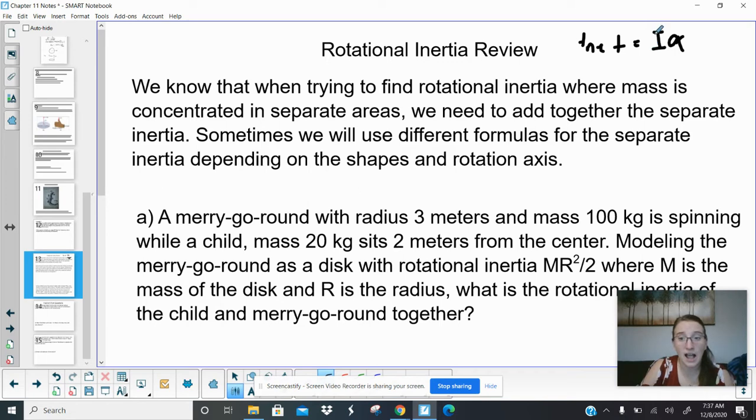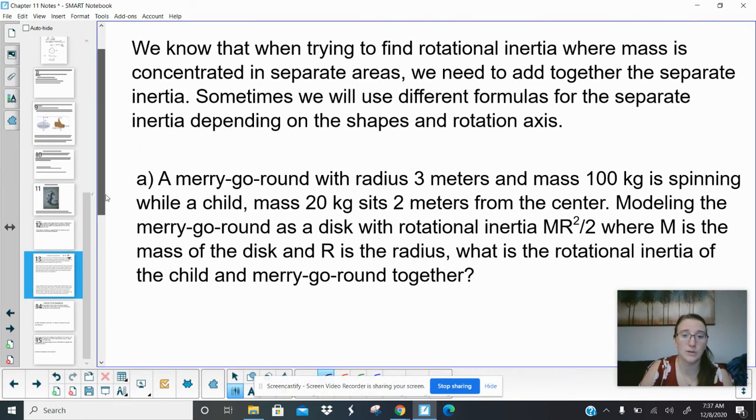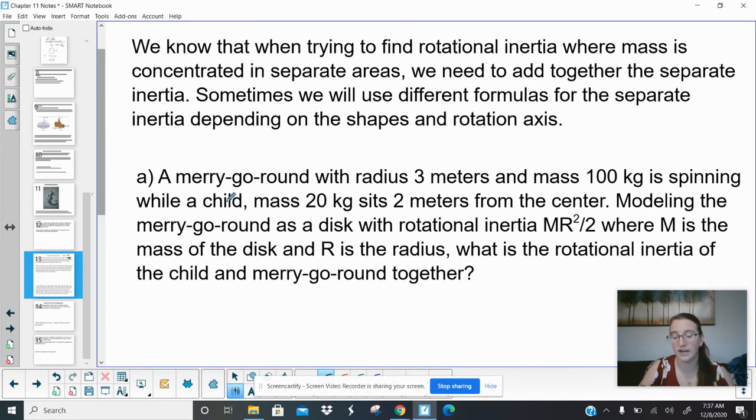To get this I, in this situation, for example, we have a merry-go-round with a kid sitting on it. That's different concentrations of masses. We have the mass of the merry-go-round itself and how that's distributed, and then we have the mass of the child and where that's distributed. So to get the I, we need to add both of them together.